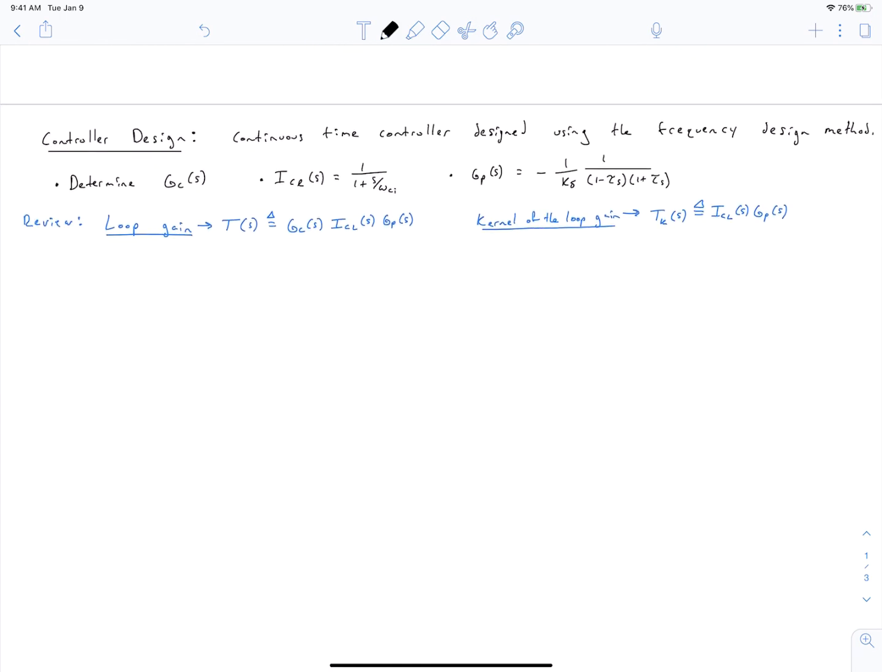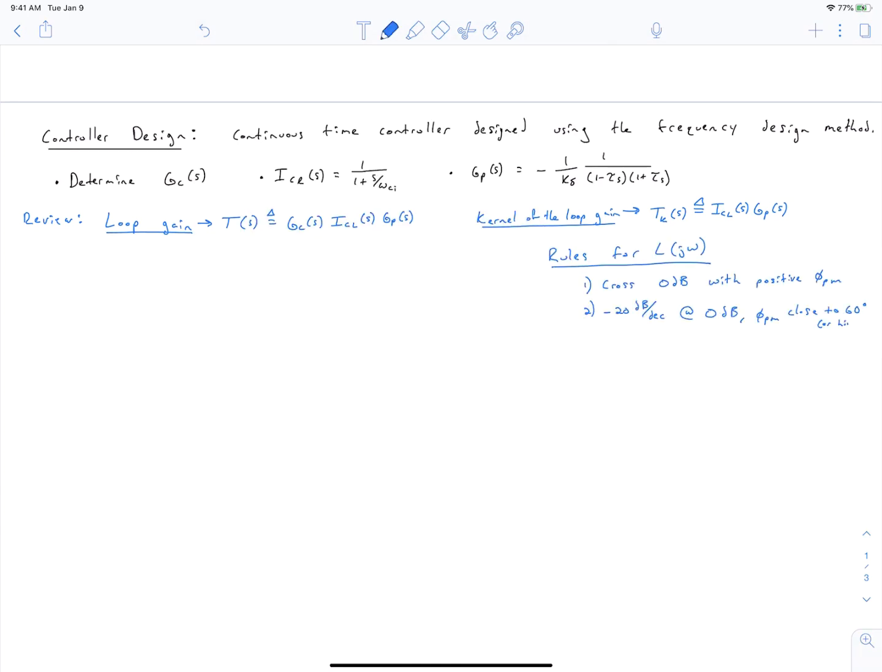And to design our system for stability and good performance, we've introduced in my other classes, and I'm posting some videos that you can review if you would like, rules for what we want our loop gain to look like. Okay, so we've got these rules that I've sketched on the right side. This first rule right here is needed for stability. We compose our stability criterion in the frequency domain as being that our loop gain must cross the 0 decibel point with a positive phase margin. That is, the angle of our loop gain must be above negative 180 degrees.